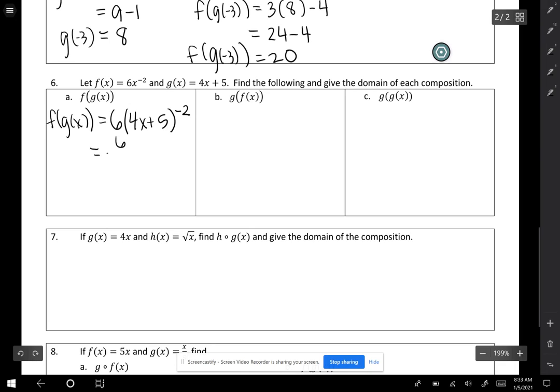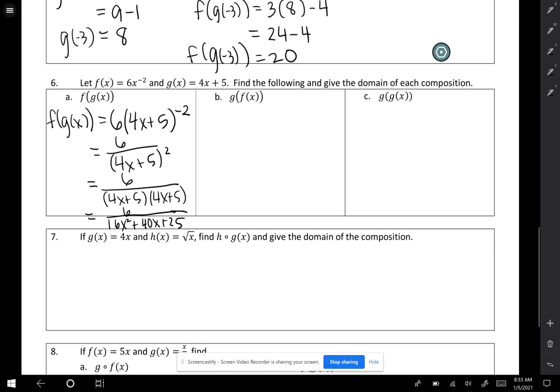I have a negative exponent, so I'm going to move that part downstairs. 6 over 4x plus 5 squared. For 4x plus 5 squared, it means 4x plus 5 times 4x plus 5. So we would multiply that out. 16x squared plus 40x plus 25 would be your simplified version of foiling the denominator. So we have 6 over 16x squared plus 40x plus 25. That is our composition.